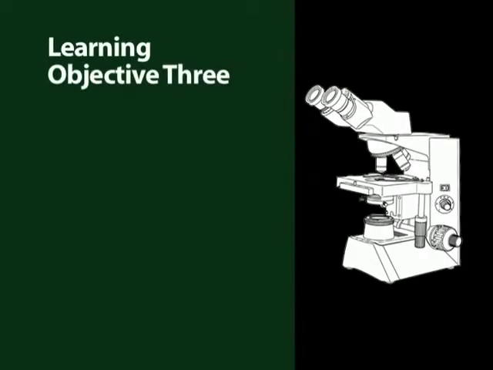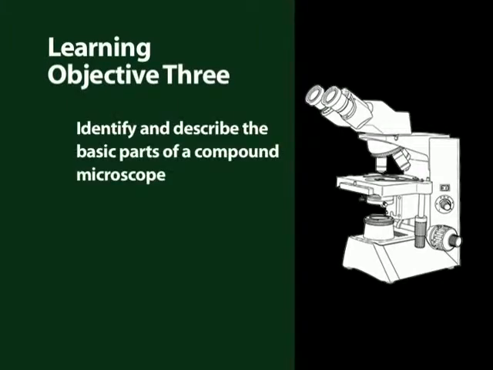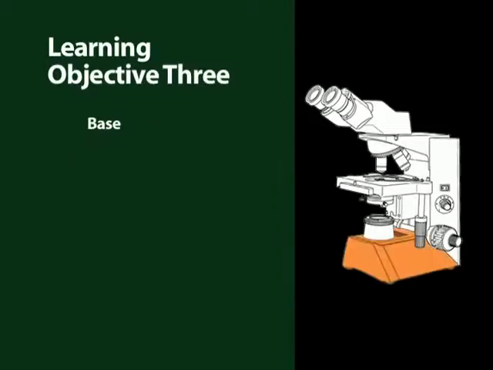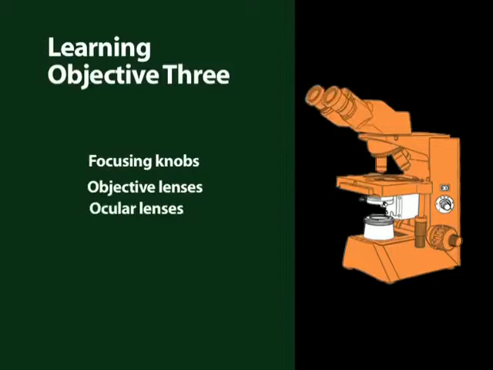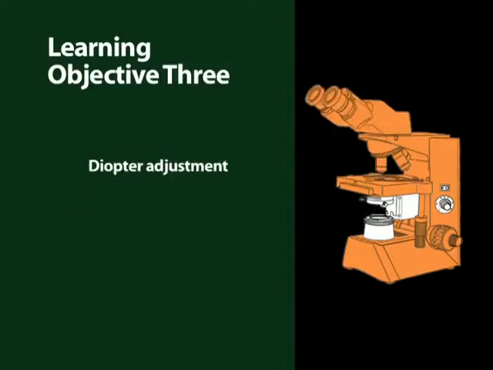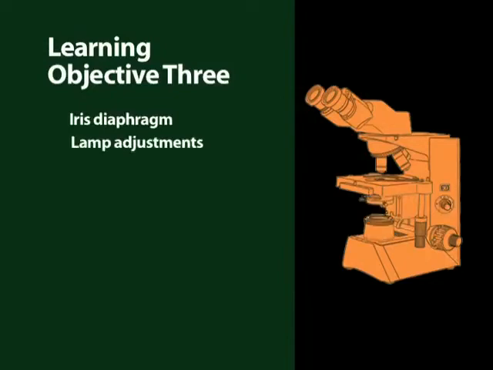The learning objective of this section was to identify and describe the functions of the basic parts of a compound microscope, including base, stage, arm, body, coarse and fine focusing knobs, objective lenses, which are located on a nosepiece, ocular lenses, diopter adjustment, interpupillary adjustment, condenser, iris diaphragm, and lamp adjustments.